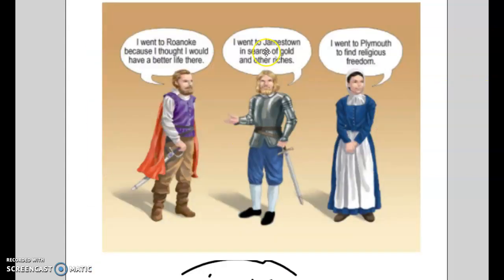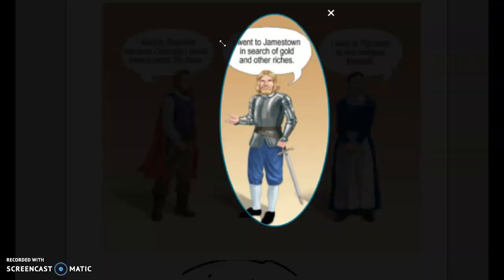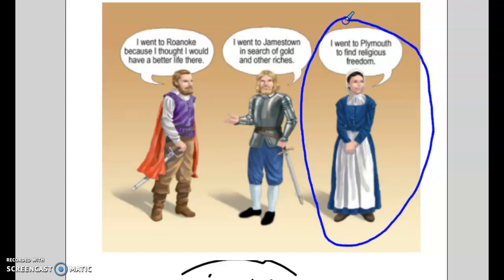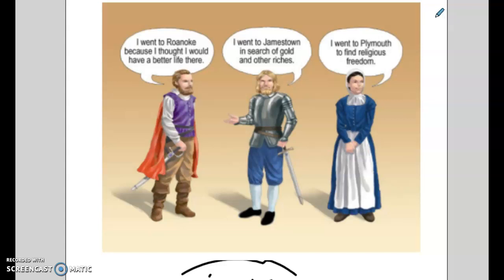Let's come back over here for a minute. The Jamestown guy is telling us that, oops, I cut it off a little bit. I went to Jamestown in search of gold and other riches. So that should tell us a little bit about what they were here for. And then the Pilgrim lady here, right? I went to Plymouth to find religious freedom. The Pilgrims, you might remember I told you guys, did not call themselves Pilgrims. That's one of the vocab words we're going to go over in a minute. They referred to themselves as separatists. So we'll talk more about that at some point in the week.